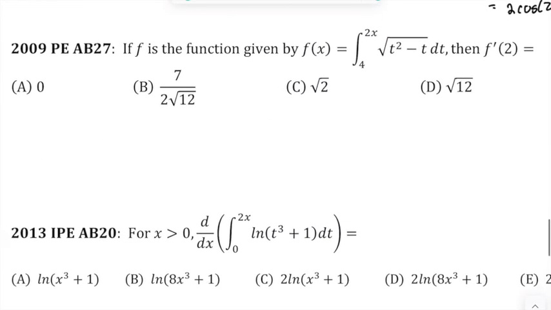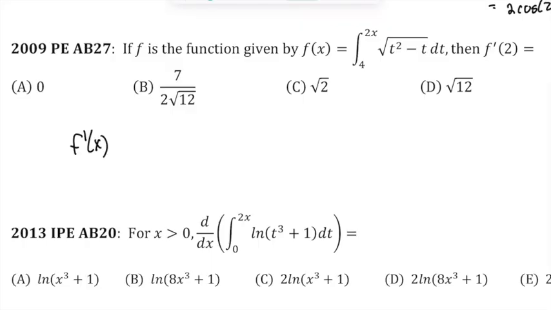So we're going to do some multiple choice that was off the AP test. You could see the references there. So in this case, we're going to actually plug in 2. So we're going to take its derivative and then plug in 2. So let's do the derivative first.